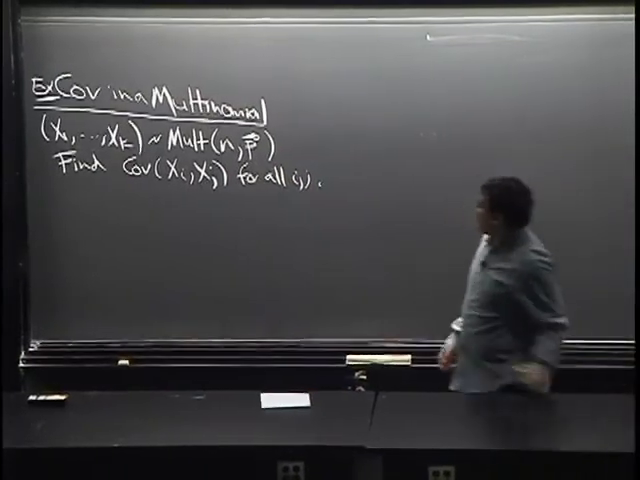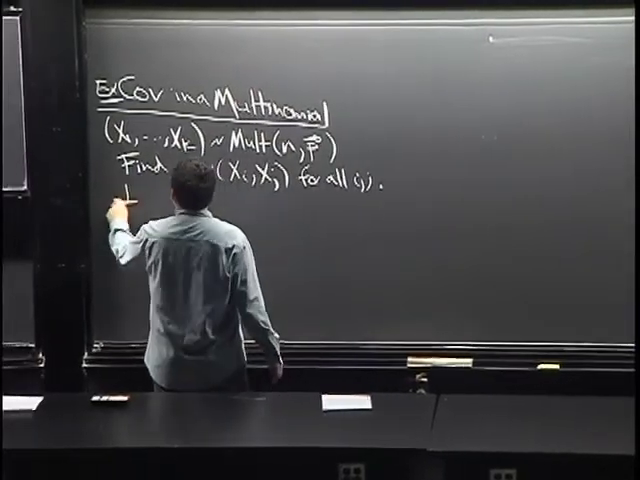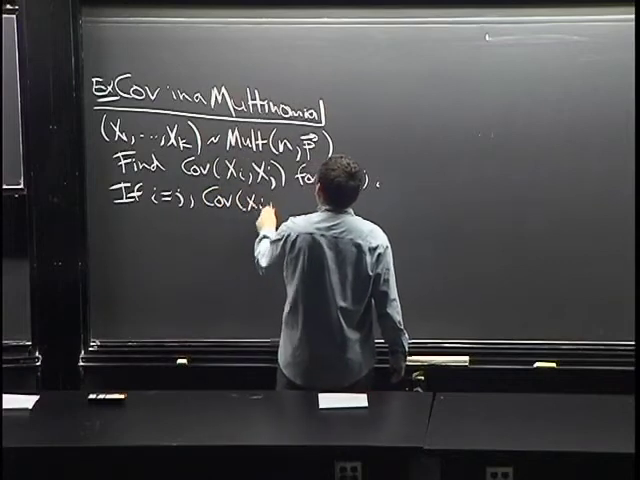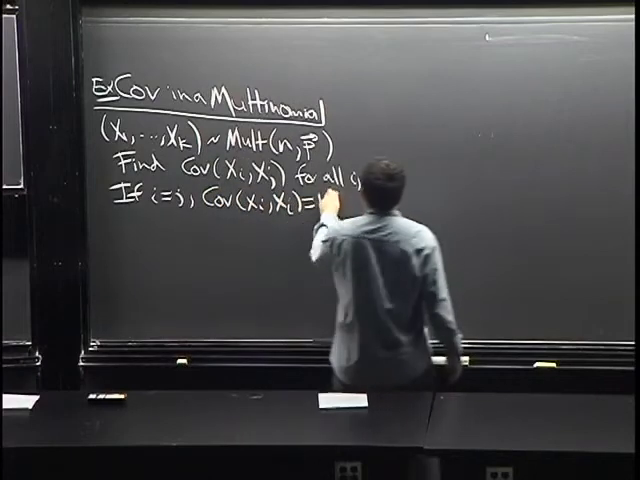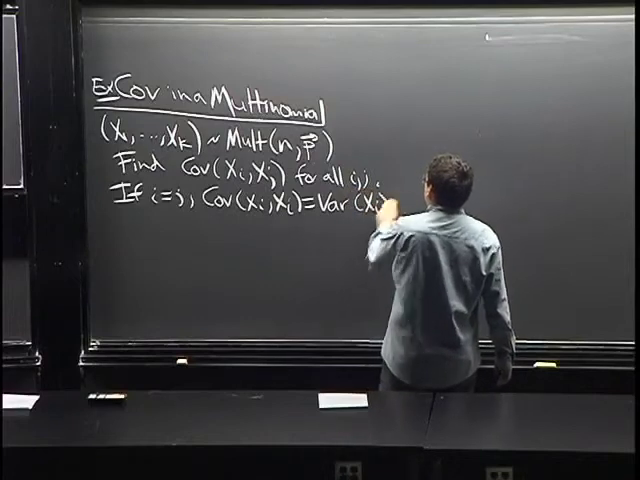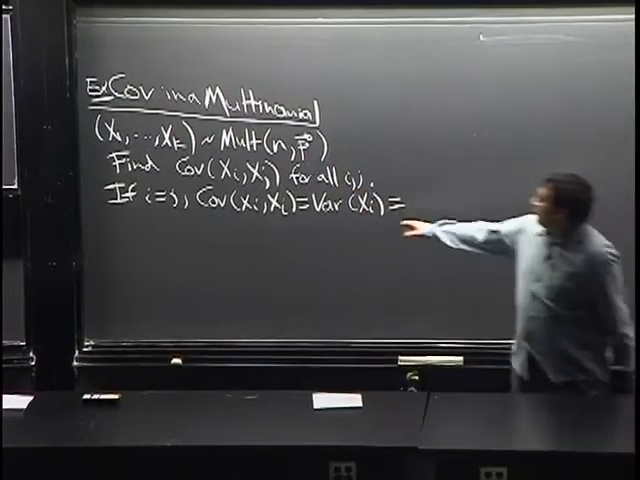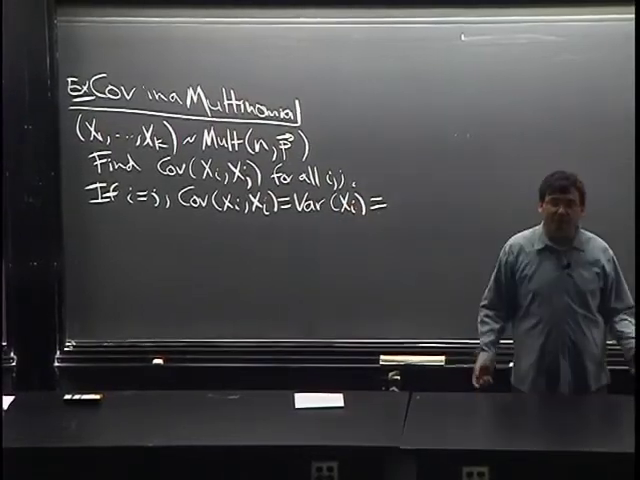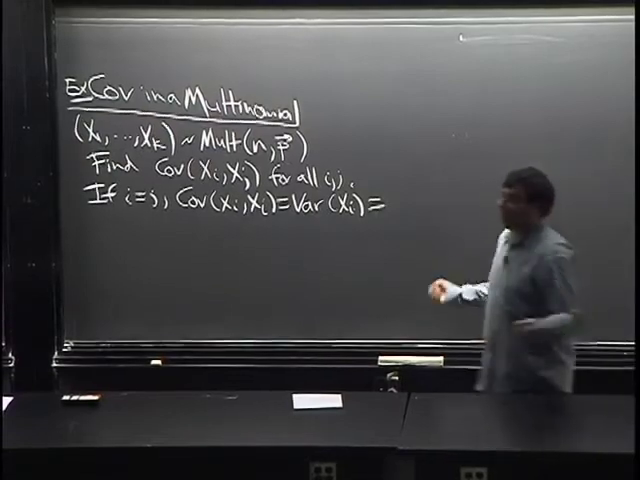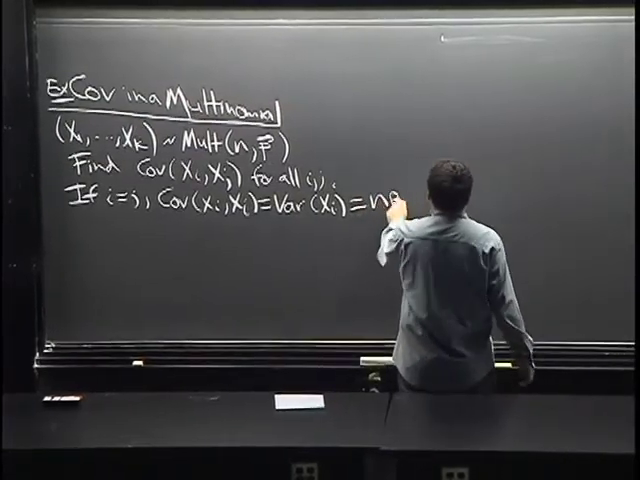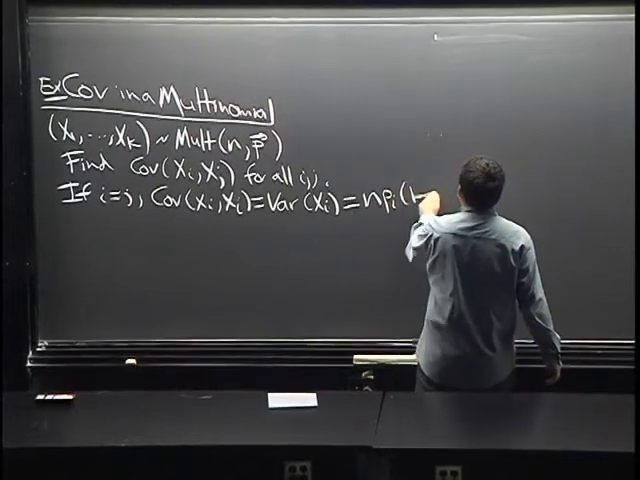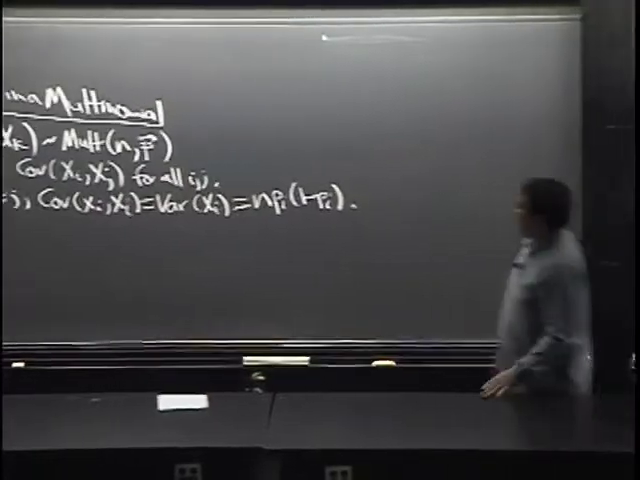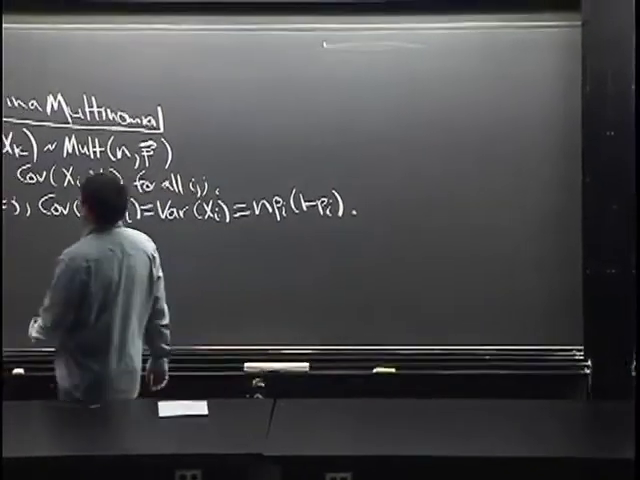So first of all, let's consider the case i equals j. Then we just have the covariance of xi with itself, and we know that that's just the variance of xi. And last time we talked about the fact that if we define success to be being in category i, we just have a binomial. So for this, we just use the variance of the binomial, n pi (1 minus pi). So that's easy. The more interesting part is what happens if i is not equal to j.